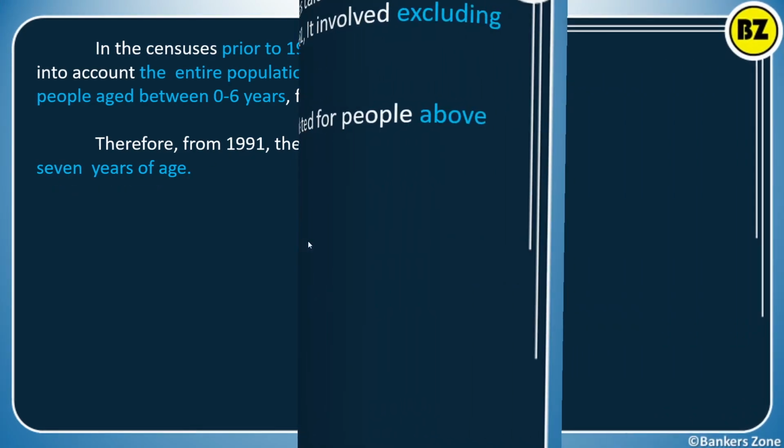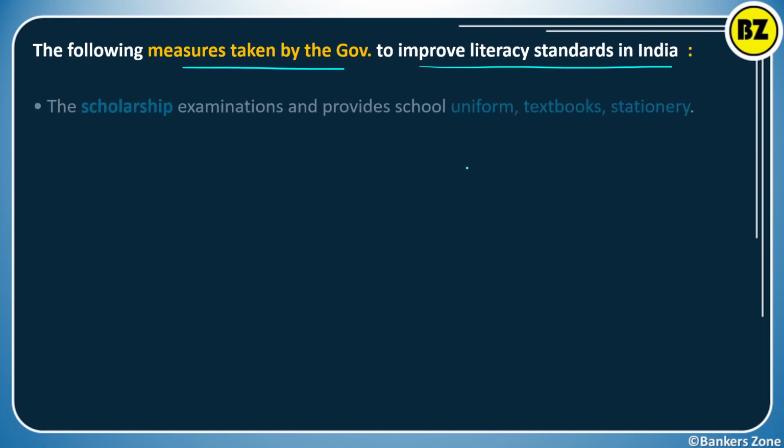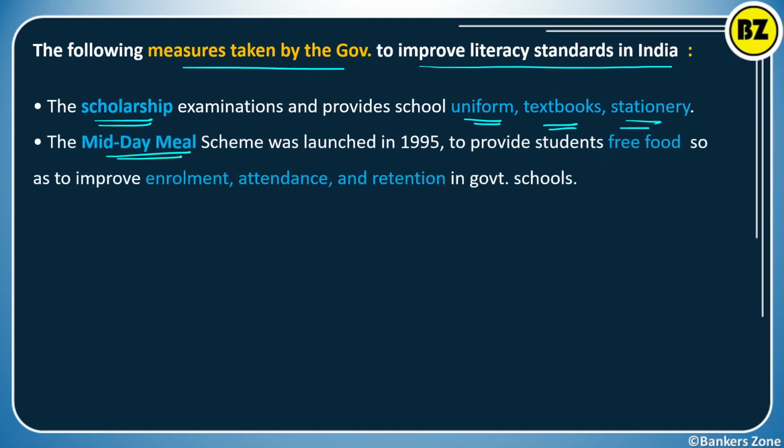Now see here, the following measures have been taken by the government to improve the literacy standard in India. So what are the measures? Very simple. There are some scholarship examinations. Apart from that, the government provides uniform, textbooks and stationery to the students in the government schools. The midday meal scheme was started in 1995 for providing free food, and that led to improved enrollment of students, increase in attendance and retention in the schools. I was also a beneficiary of the midday meal scheme.